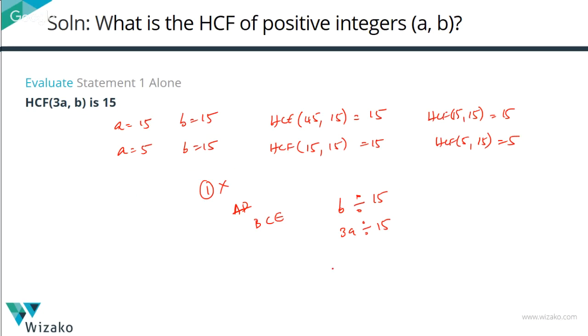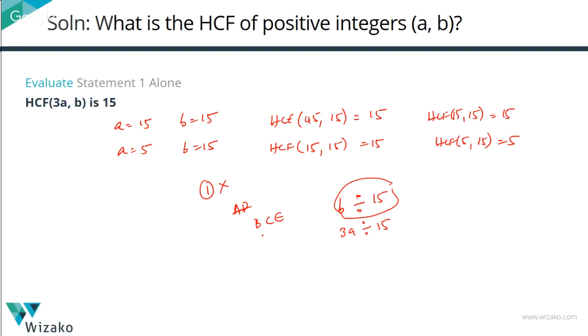If 3A is divisible by 15, should A be divisible by 15? Not necessarily. A can be a number which is not divisible by 15, as we saw with the case of A being a 5. So one key takeaway from this particular statement, which we might use subsequently, is that B is divisible by 15. Let's move on to statement 2.